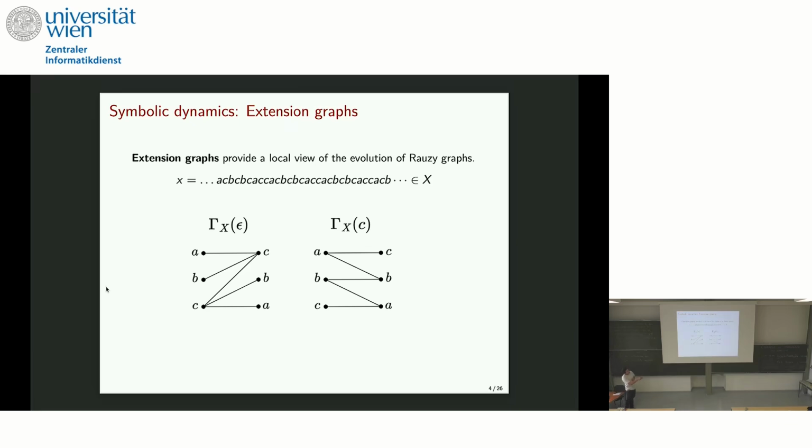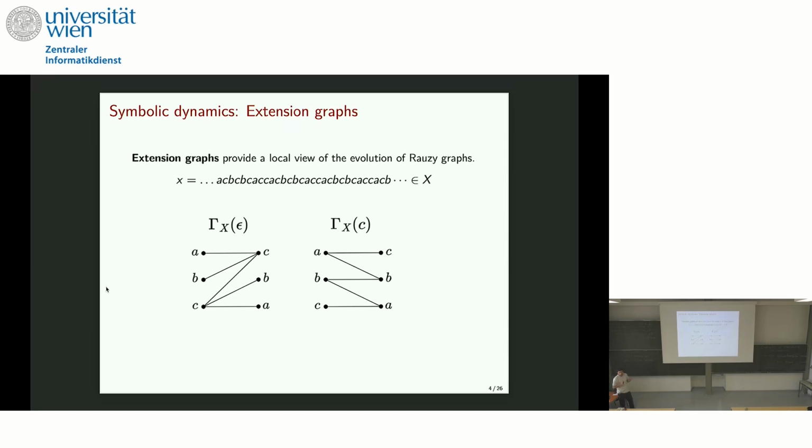On the other hand, we have, for instance, the extension graph of the letter c, a word in the language. And the fact that, for instance, (a, b) is in the extension graph is reflected by the fact that the word acb occurs, acb here, in the language.